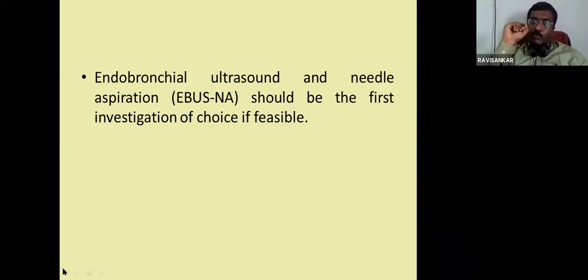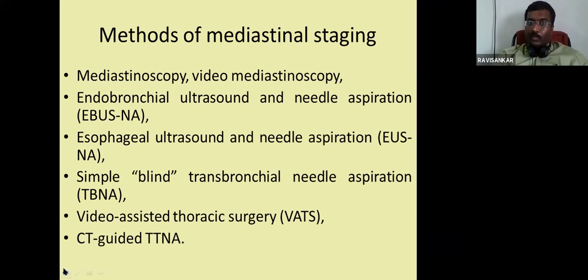But when you have suspicious nodes, you want to prove whether they are N2 nodes. What you can do is a mediastinal staging by invasive methods. There are various methods to do that, as I mentioned. It can be done with endobronchial ultrasound and ultrasound guided aspiration. You can go for mediastinoscopy. You can go for VATS also. The previous techniques were just simple blind transbronchial needle aspiration, particularly for subcarinal nodes, they are useful.